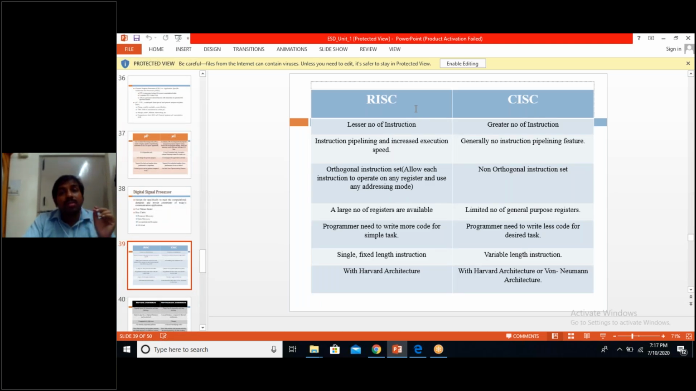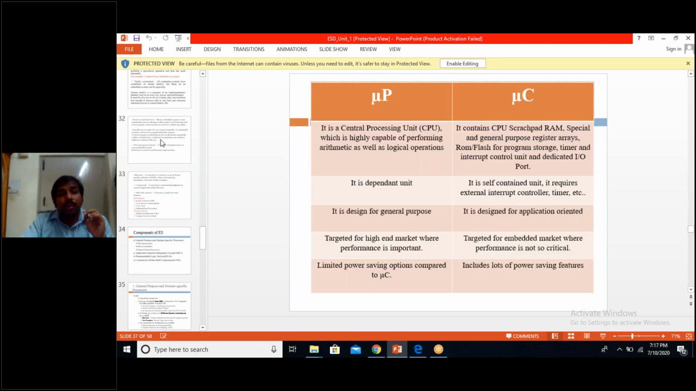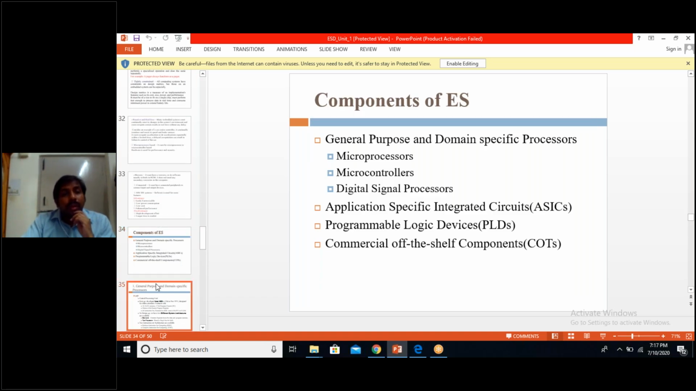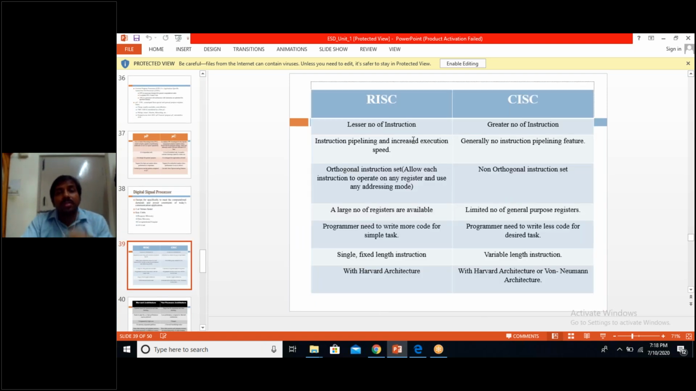So as I told, your processor can be classified into two types based upon the architecture, RISC and CISC. What is RISC? Reduced instruction set. What is CISC? Complex instruction set. As we said, RISC is reduced, so it has a smaller number of instructions. It follows instruction pipelining and it increases the execution speed.